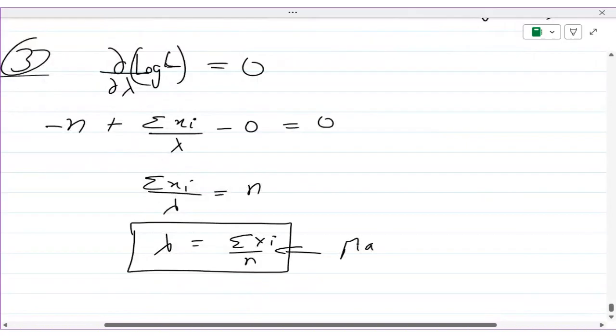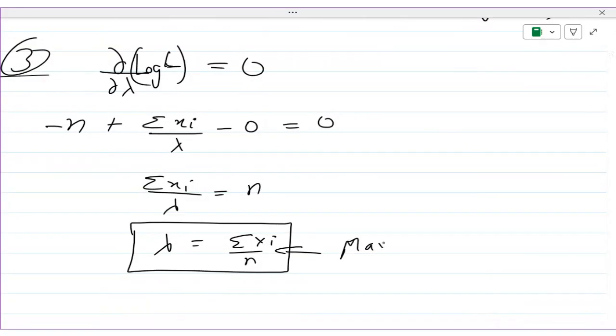for the lambda. So MLE, maximum likelihood estimator of lambda, MLE.